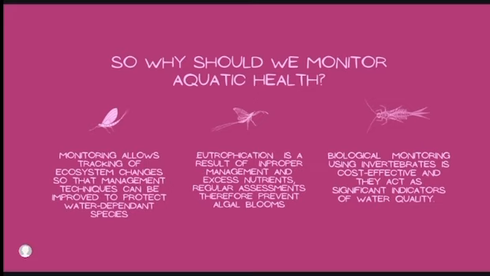Biological monitoring using invertebrates as indicators is a very cost-effective and practical way to measure water quality. Methods such as BMWP and ASPT may help to prevent these problems.